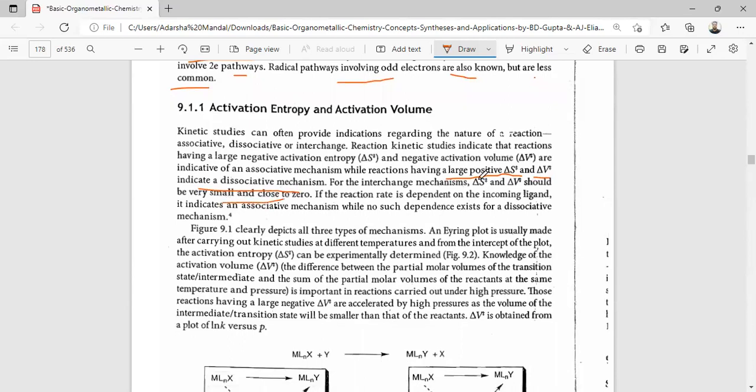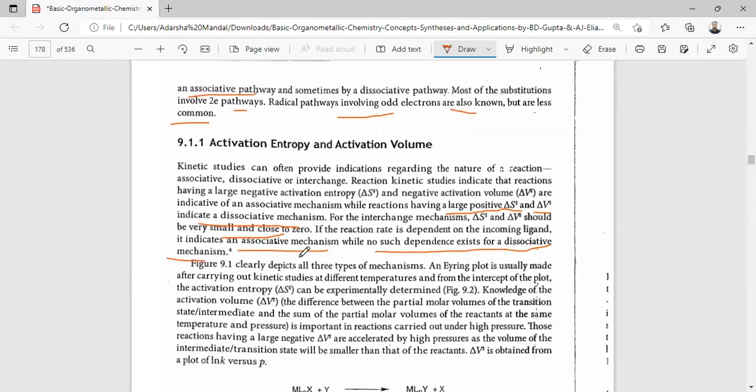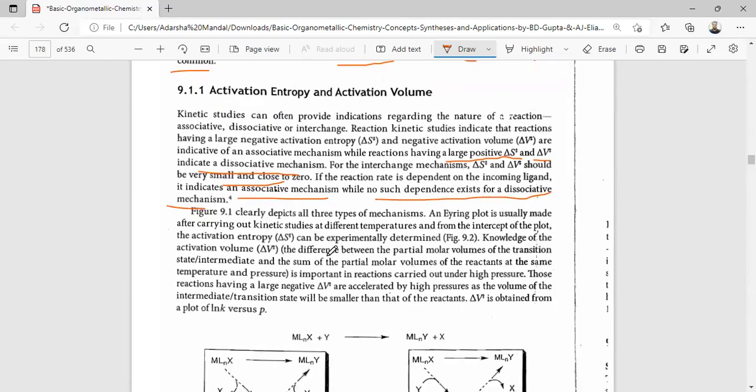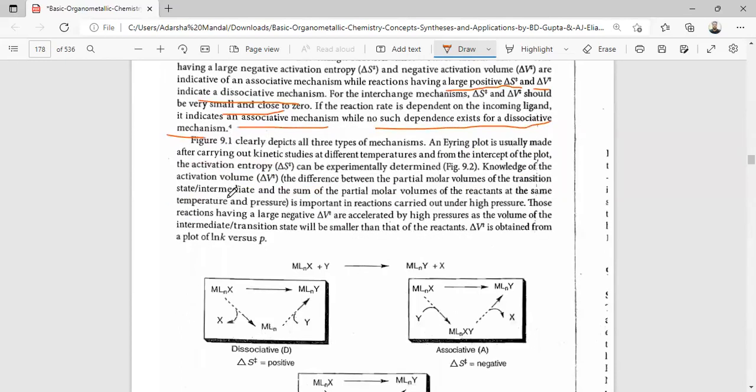If the reaction rate depends on the incoming ligand, it indicates an associative mechanism, while no such dependence exists for a dissociative mechanism. So for the associative mechanism, there is a negative activation entropy and negative activation volume. And for the dissociative mechanism, there is a large positive activation entropy and activation volume. And for the associative mechanism, the reaction rate depends on the incoming ligand. Here we depict all these types of mechanism in an Eyring plot.